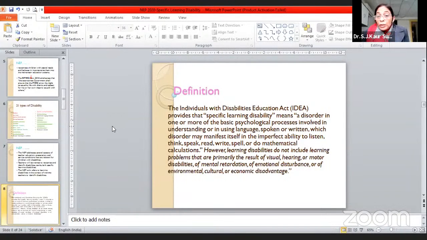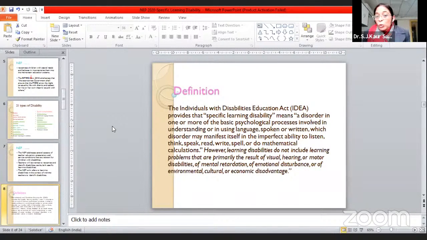The Individuals with Disabilities Education Act, IDEA, provides that specific learning disability means a disorder in one or more of the basic psychological processes involved in understanding or in using language, spoken or written, which disorder may manifest itself in an imperfect ability to listen, think, speak, read, write, spell, or do mathematical calculations.